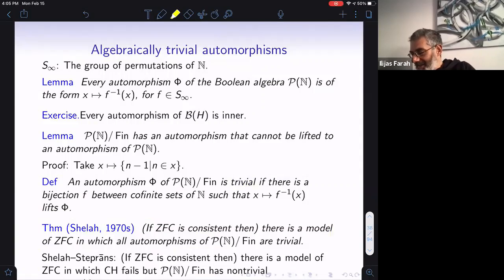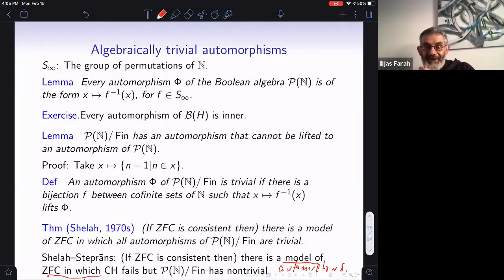And another thing, something that I said before: because the continuum hypothesis is a very strong axiom, its negation is a very weak axiom. So it doesn't really imply many things. And in particular, if ZFC is consistent, then there is a model of ZFC in which the continuum hypothesis fails, and yet P(N) mod fin has non-trivial automorphisms. And this model is a bit more natural than the one in Shelah's theorem. It's actually the original Cohen's model for the negation of the continuum hypothesis.